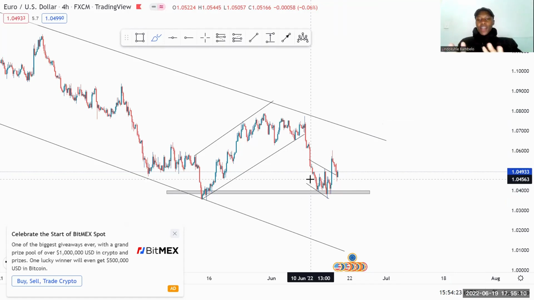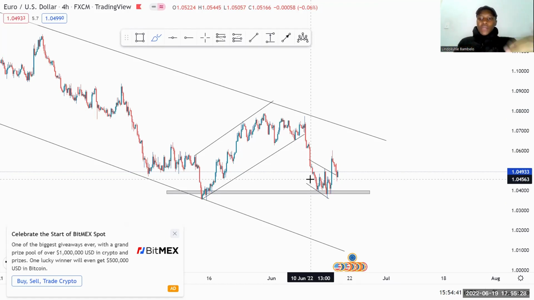No, it's not a continuation channel or flag. It's a reversal, because this market came from the upside, which is what it was trending to the downside, and then when it got there, it changed direction and moved to the upside, right?